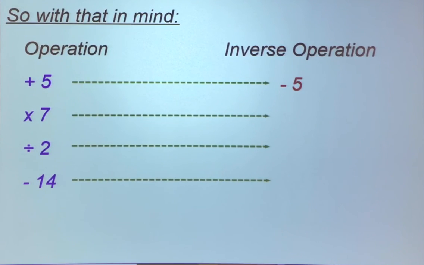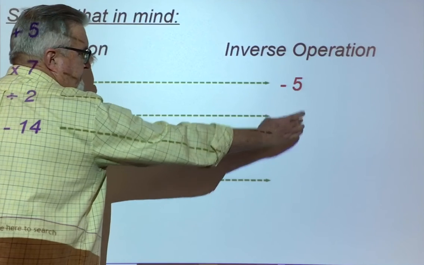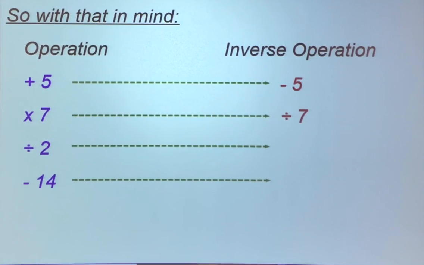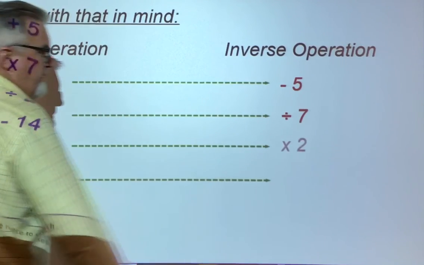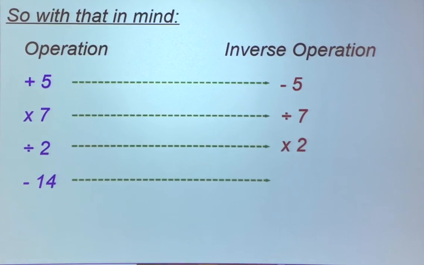So if the operation is times 7 or multiply by 7, what's the inverse of multiplying by 7? You got it. Divide by 7. If the operation is divide by 2, what operation will undo divide by 2? What's the inverse operation of divide by 2? Well, it would be to multiply by 2.